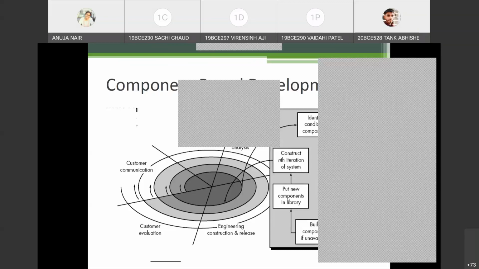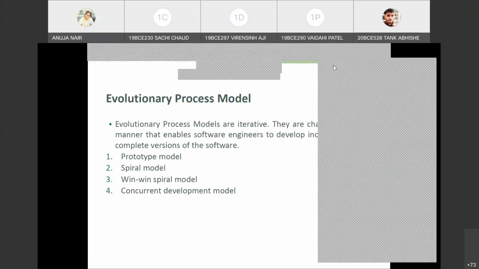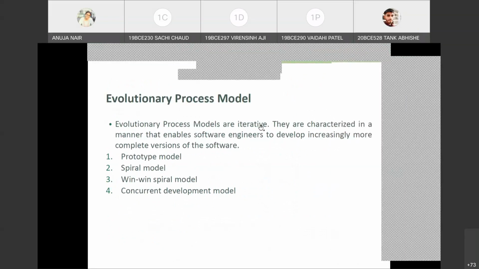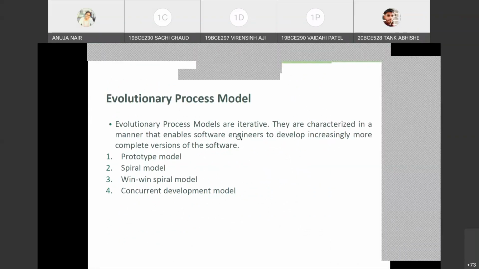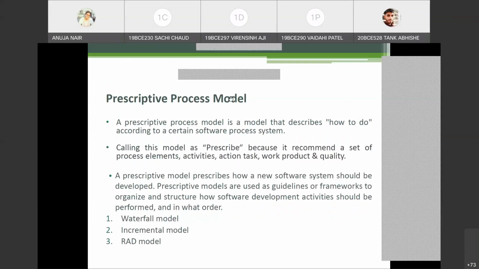Okay, now I'm giving you one task for today. So the task is, I have these questions. Okay, one thing is left out. So the categorization. There are two main types of models. One is prescriptive process model. Prescriptive process model means what? It describes how to do. How to do it, okay?